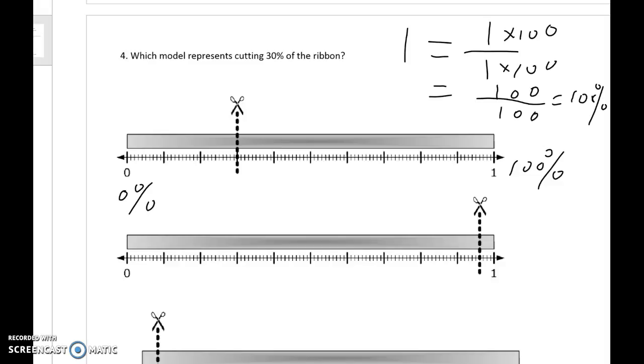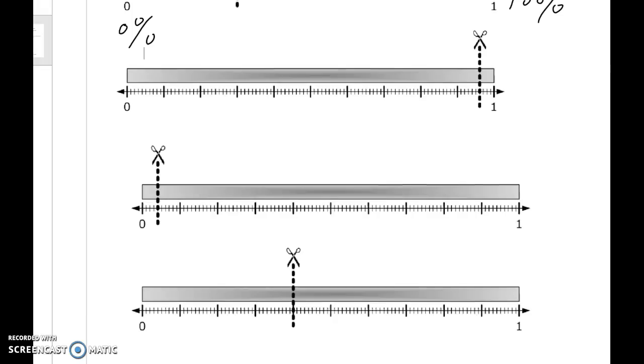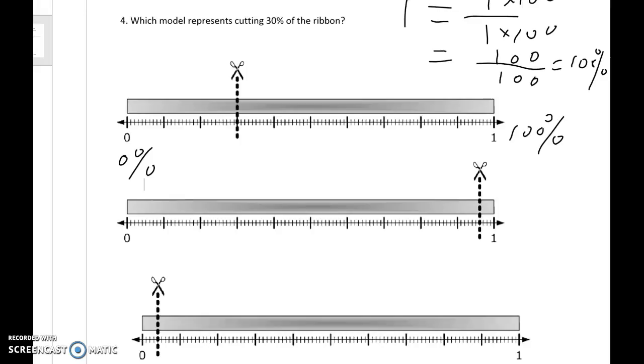So if we keep that in mind, then we will look at every single model. We'll see what part is counted out. So let's count the parts. From 0 to 1, we have 1, 2, 3, 4, 5, 6, 7, 8, 9, 10 parts. So if we have 10 parts, it is the one whole.